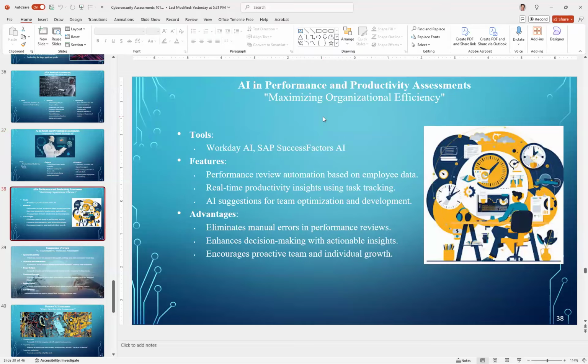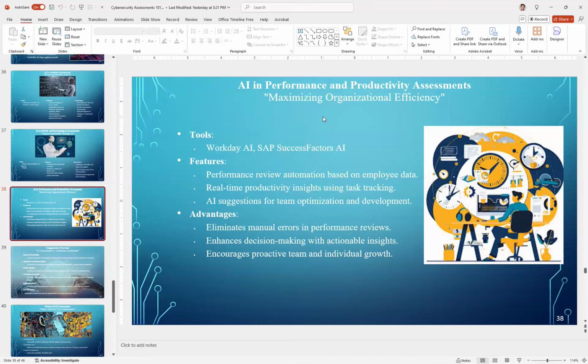AI in performance and productivity assessments, which is maximizing organizational efficiency. Some people are already doing this. They may just not be using personal tools right now. They're just using ChatGPT. Some of the tools that organizations use are Workday AI and SAP SuccessFactors AI.